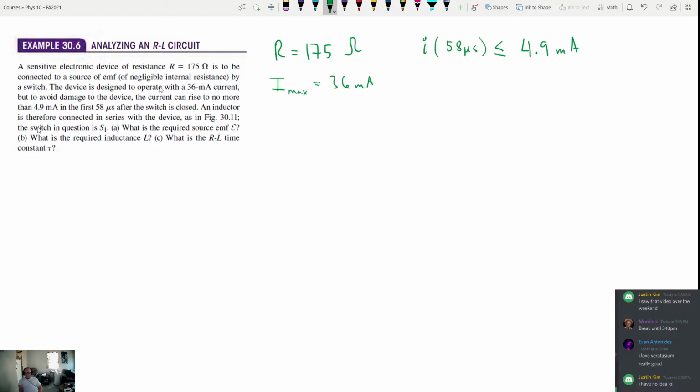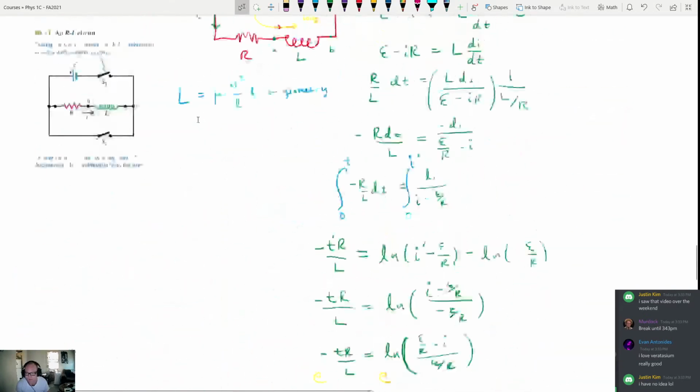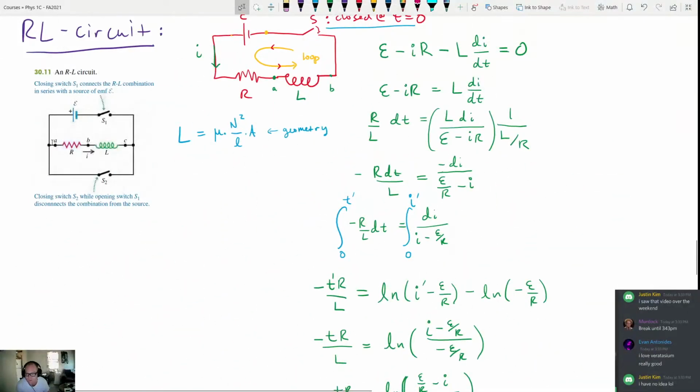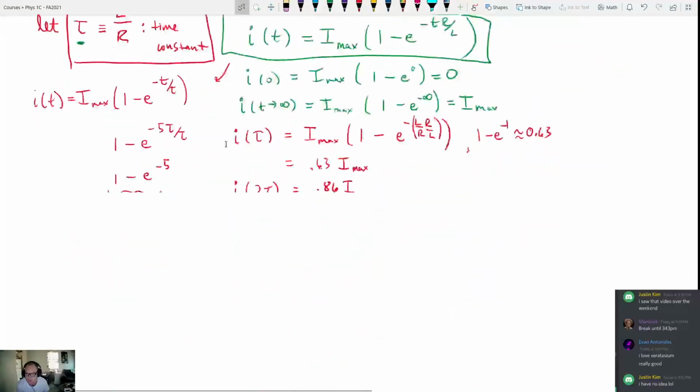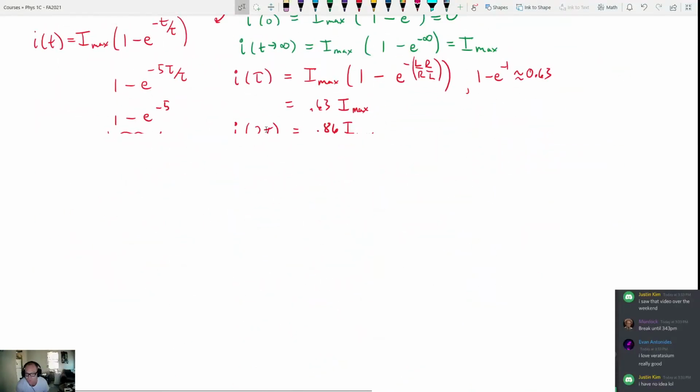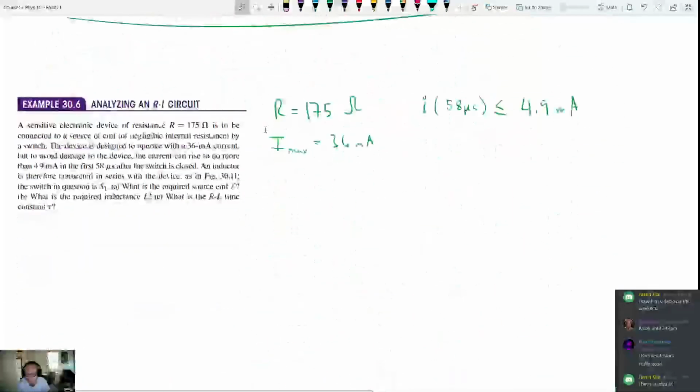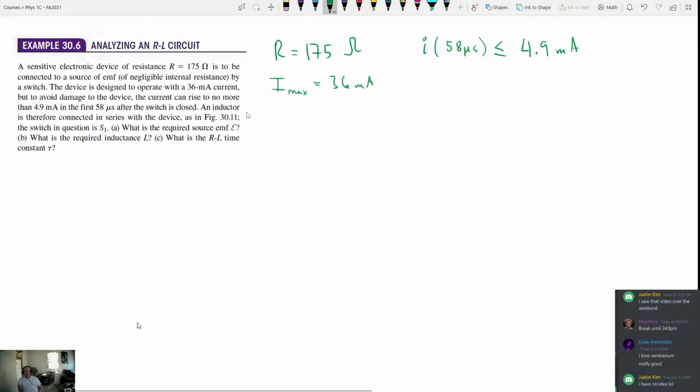An inductor is therefore connected in series with this device, as in figure 30.11, which is probably this one, right? Yeah. So this is the bottom half of the circuit. That's what we're dealing with here. Okay, so we know that our circuit looks something like this. We've got a resistor, inductor, so RL, switch, EMF, like this.